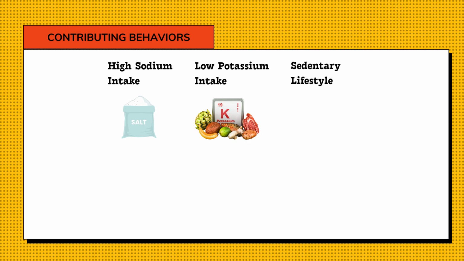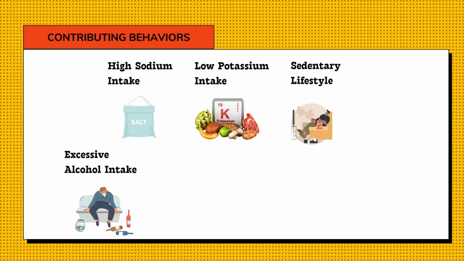Sedentary lifestyle. Little or no physical activity is associated with an increased risk of developing high blood pressure. Excessive alcohol consumption. Regular heavy alcohol use can raise blood pressure and contribute to hypertension. Tobacco use. Smoking and tobacco use can cause a temporary increase in blood pressure and contribute to long-term risks.